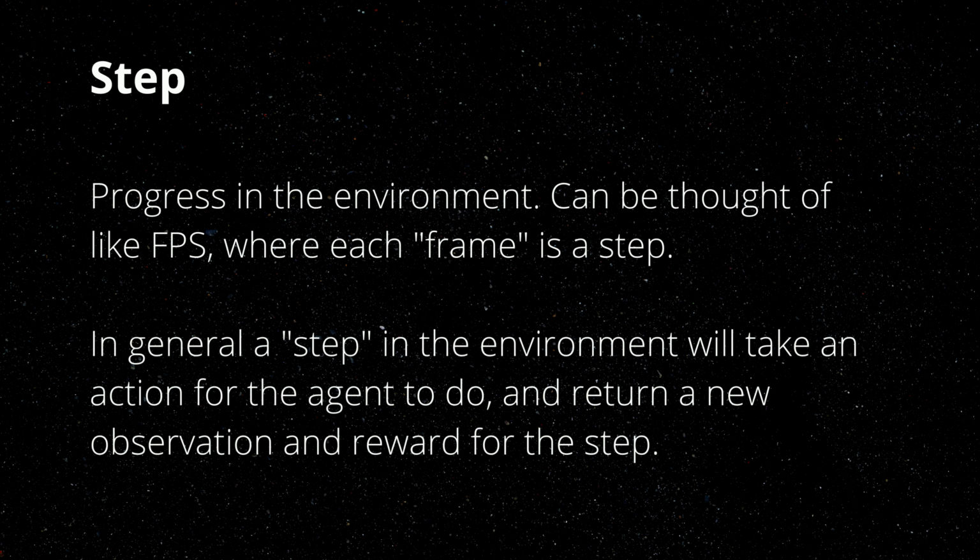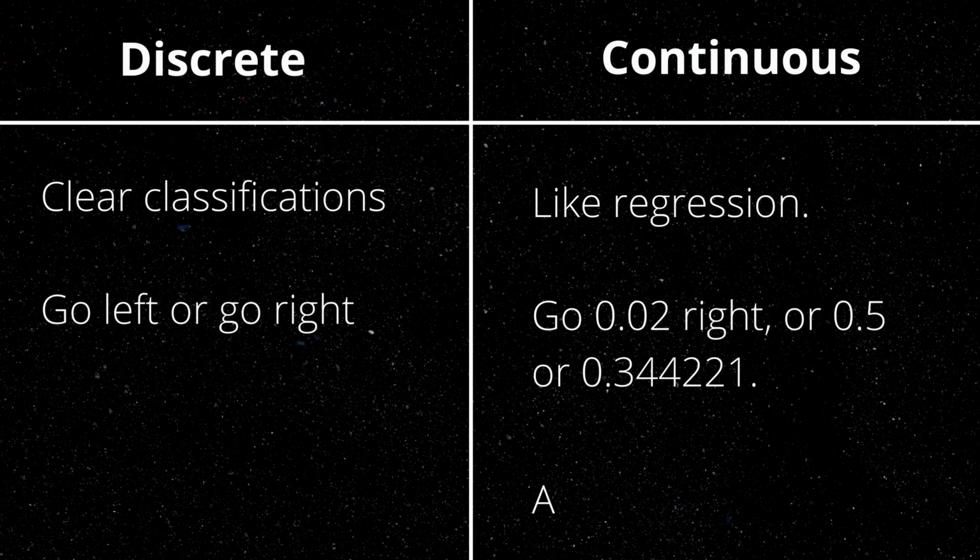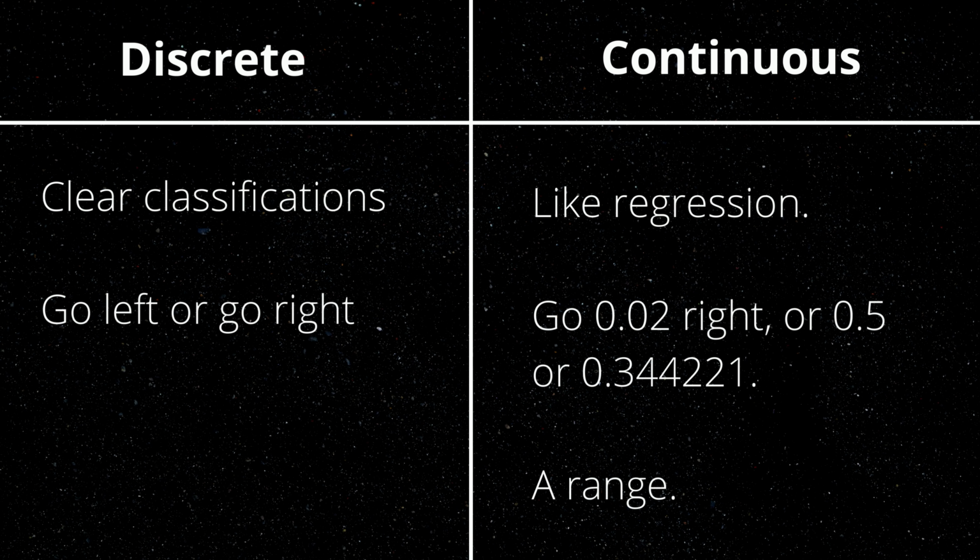So if you think in terms of frames per second, if you're playing a game at 30 frames per second, then you have 30 steps that you would take per second. It can get far more complicated than this. A step is just simply progressing in the environment. And then finally, when it comes to action spaces, you have discrete or continuous actions.